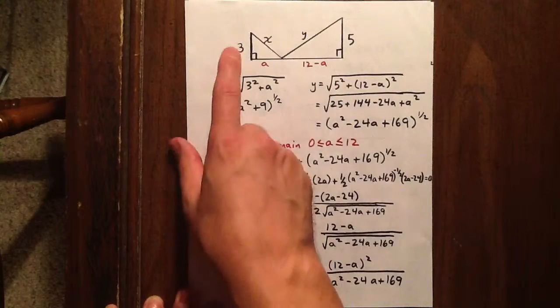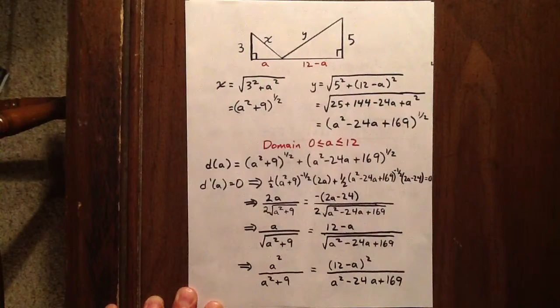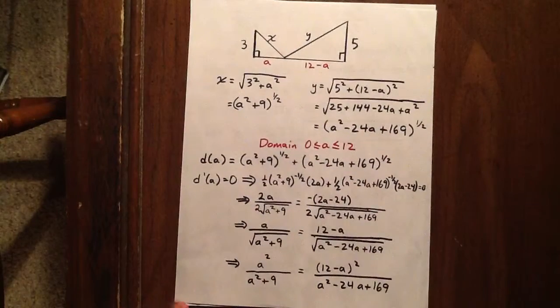So we could have done it by observation, realizing a had to be 4.5 to keep these triangles similar, and then just simply done 2 different Pythagorean theorems and added the totals.